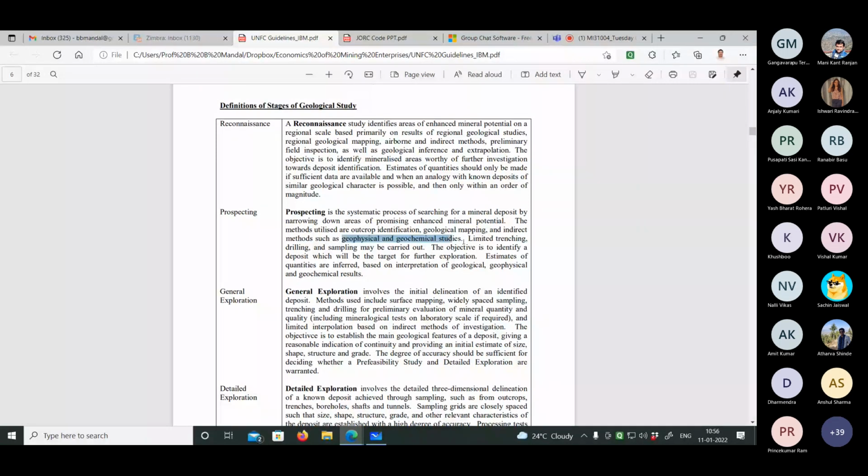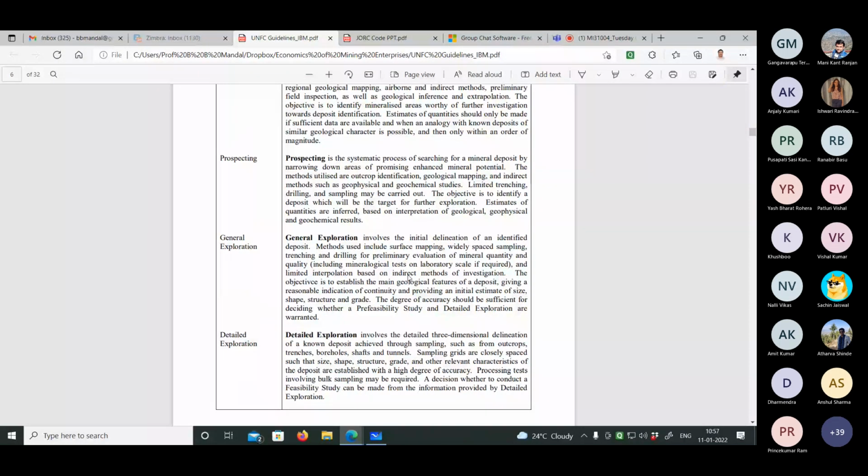Then, based on your observation, you go for limited trenching, small trenches, to take out the material for sampling. You can do a little bit of drilling also wherever you suspect. The objective is to identify the deposit which would be the target for further exploration. This is used for interpretation of geological, geophysical, and geochemical data. These are for the purpose of mapping. Now it gives a more clear idea about what could be the occurrence.